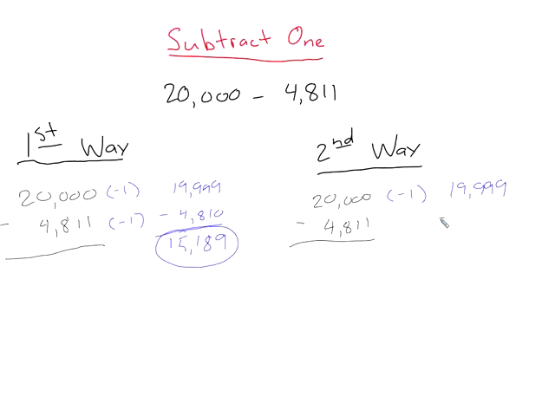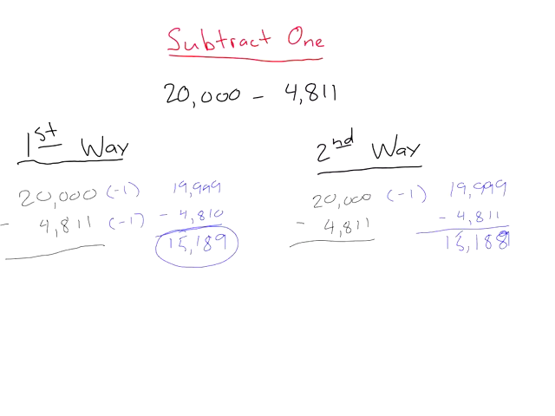So now your new problem becomes 19,999 subtract 4,811. When you do that subtraction, same thing, you're going to have your 9 here, your 8 here, sorry, your 8 again here, then you'll come here, you're going to have your 1, 9 minus 4 is going to give you 5, and the last step right here is 1.